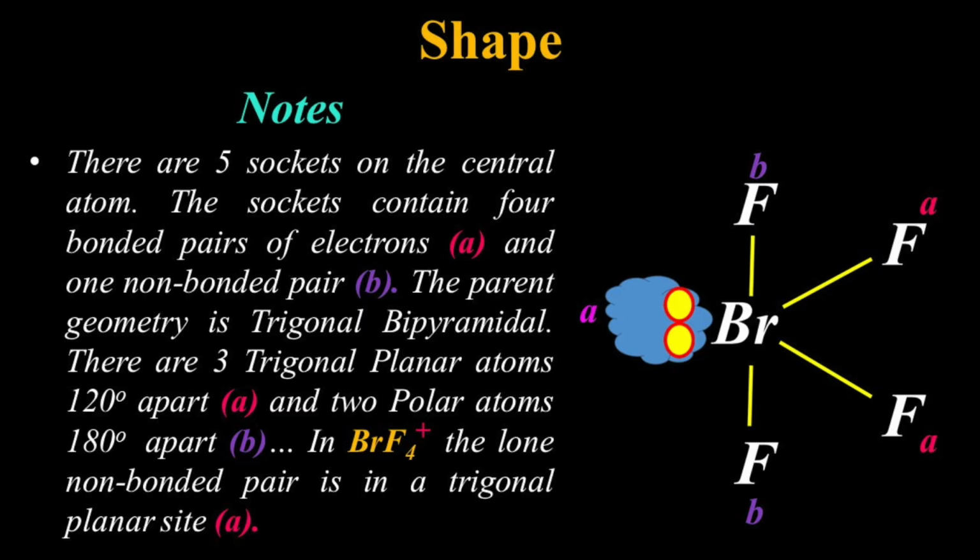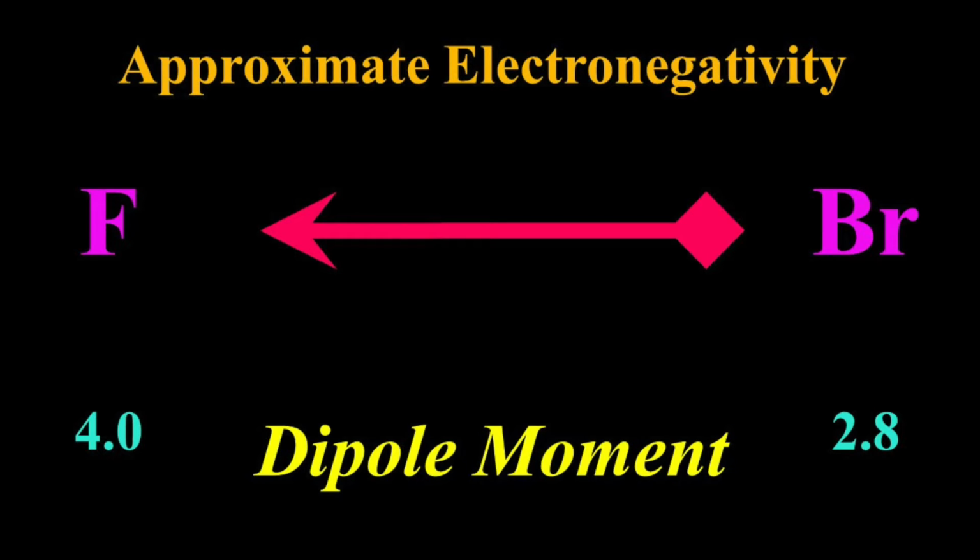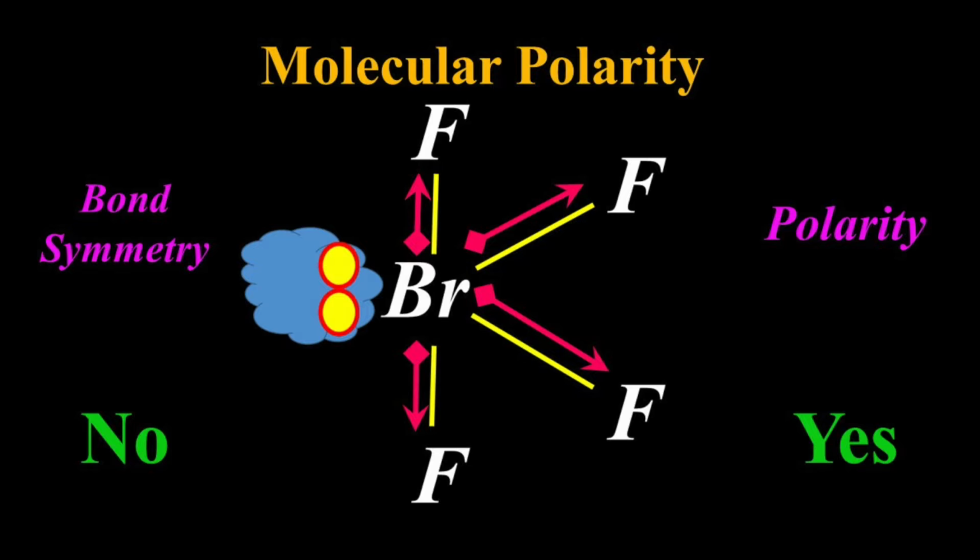In BrF4 plus 1, the lone non-bonded pair is from the trigonal planar section of the arrangement. Therefore, you may remember that this arrangement is seesaw, and regardless of the outer atoms, it will be polar. So this is a polar molecule. There's the dipoles: yes to polarity, no to bond symmetry.